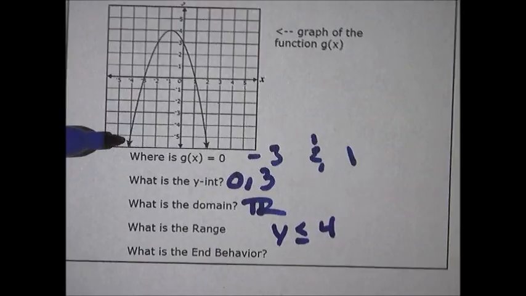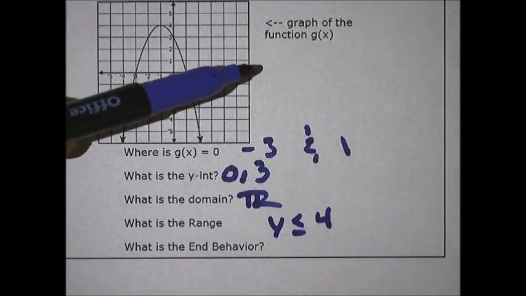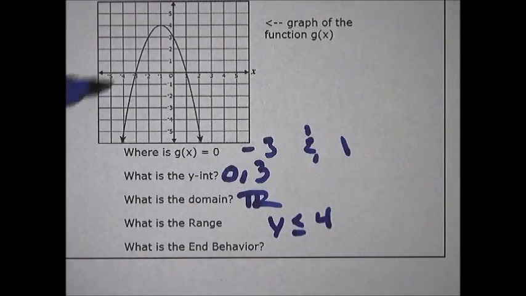What is the end behavior? As x goes to infinity, f of x goes to -infinity. As x goes to -infinity, f of x goes to -infinity. So as x goes in both directions, y is going down.